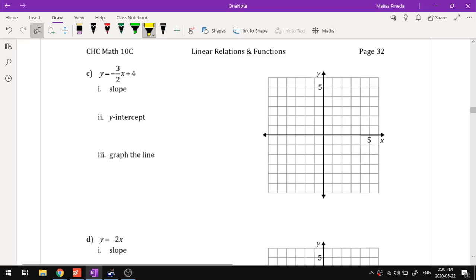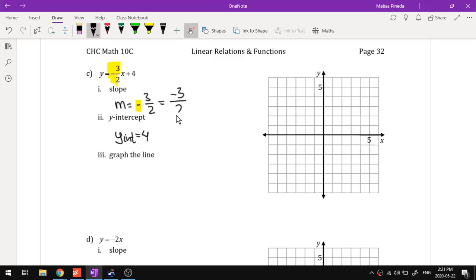B, let's move on to C. Now our slope here is a fraction, it's a quotient. -3 over 2. My y-intercept is positive 4. So in terms of the rise over run, what I'm going to do is I'm going to take this minus sign. It's a -3 over 2. I'm going to put it in the numerator. So it's going to be -3 over 2.